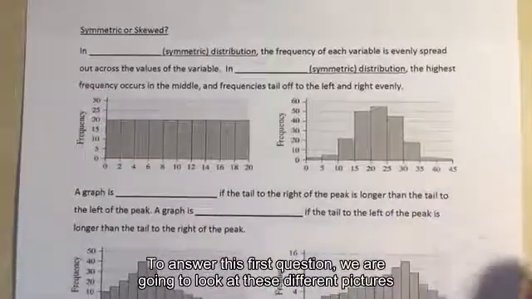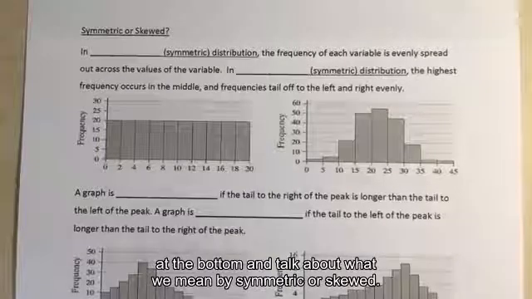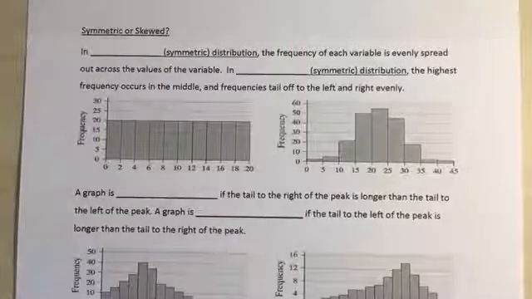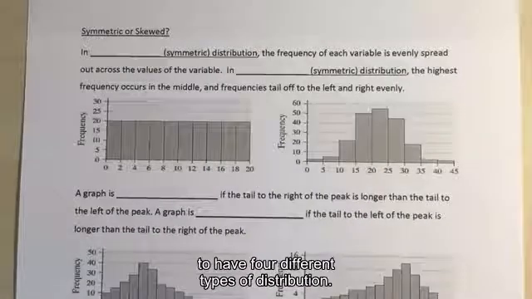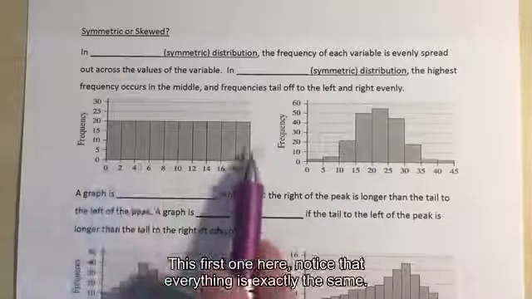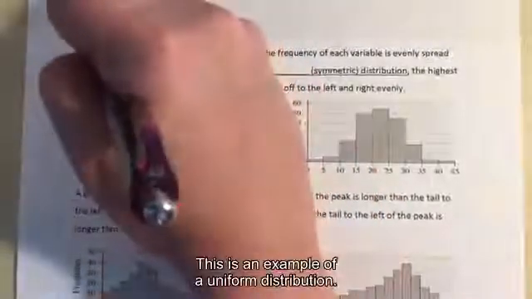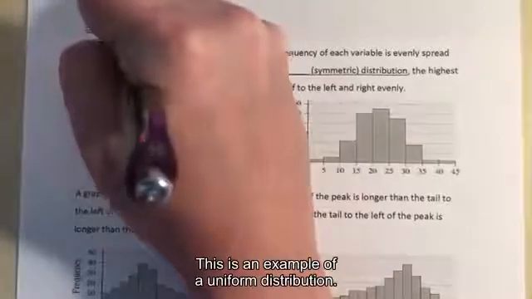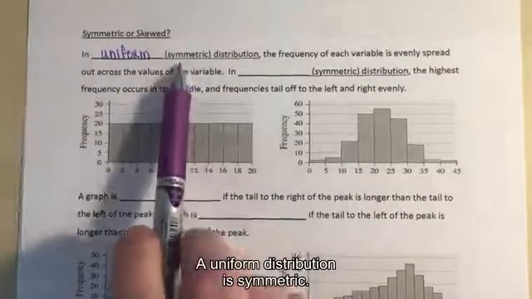All right, so to answer this first question, we are going to look at these different pictures at the bottom and talk about what we mean by symmetric or skewed. So we have four different pictures and we're going to have four different types of distribution. This first one here, notice that everything is exactly the same. This is an example of a uniform distribution. A uniform distribution is symmetric.